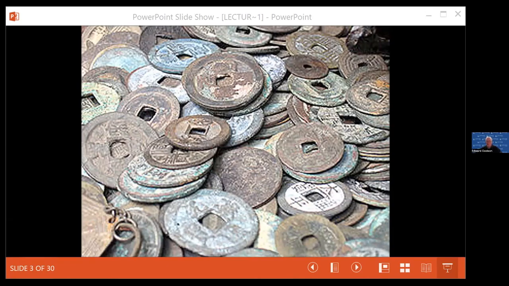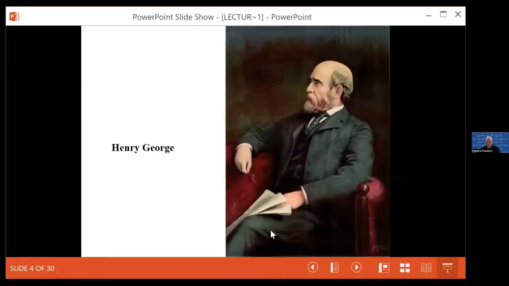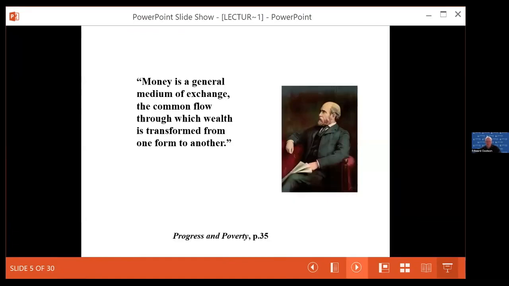We're still debating what constitutes the best system of money, and many thoughtful people who have studied the history of money, studied the issues, have come up with different answers. And Henry George had his own particular answers in his writings, and he offers us a definition of money as follows. He says, money is a general medium of exchange, the common flow through which wealth is transformed from one form to another. So money, in his view, is not wealth. And you have to keep that in mind as we go through this discussion.